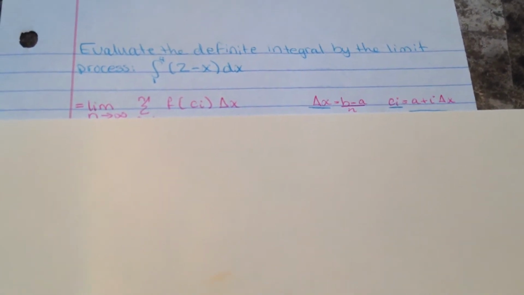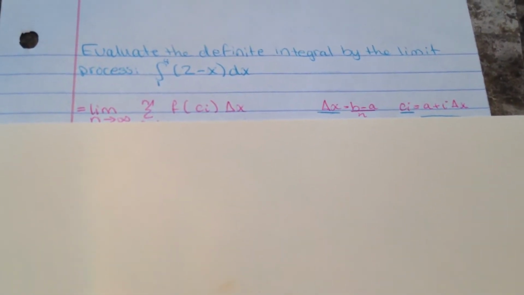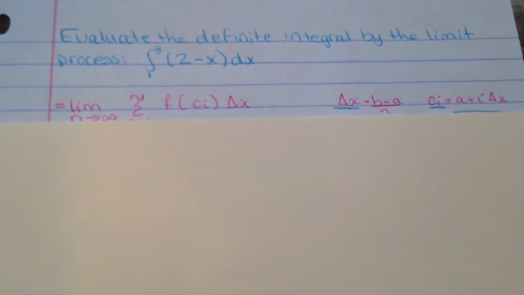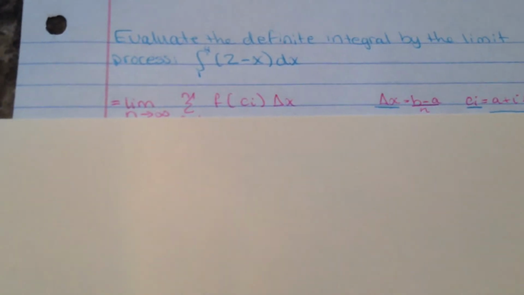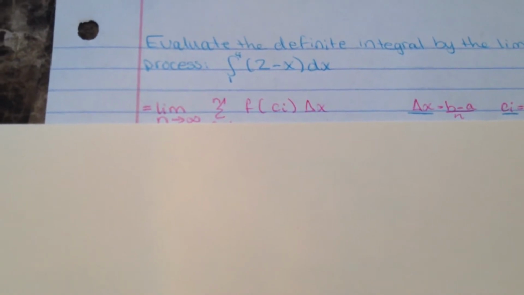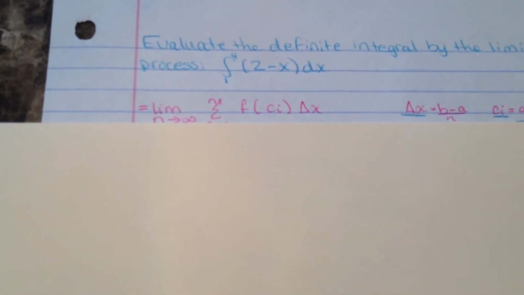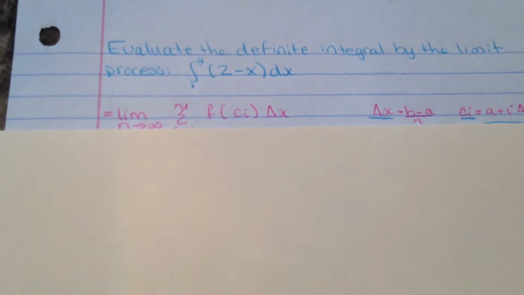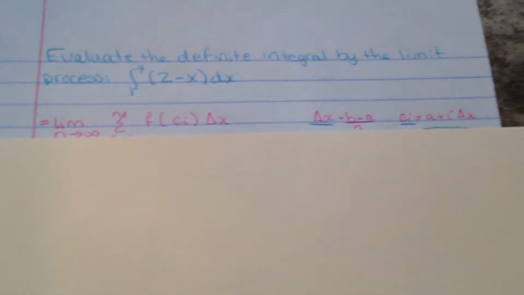Evaluate the definite integral from 1 to 4 of (2 minus x) dx by the limit process. We're going to find the limit as n goes to infinity of the summation of all the rectangles, f of c_i times delta x.